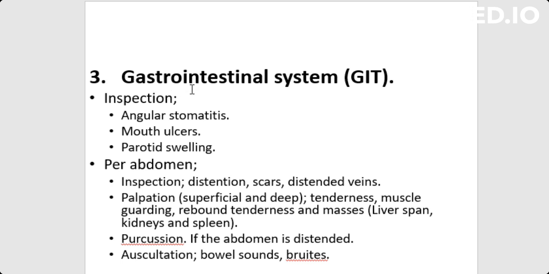Moving to the GIT system, by inspection, you need to inspect for angular stomatitis inflammation. Also you need to inspect for mouth ulcers and parotid swelling.